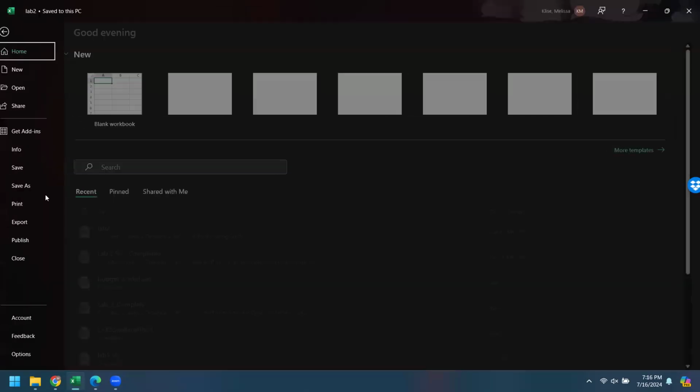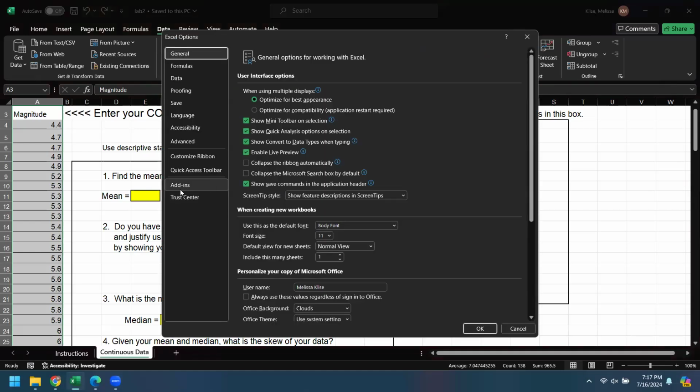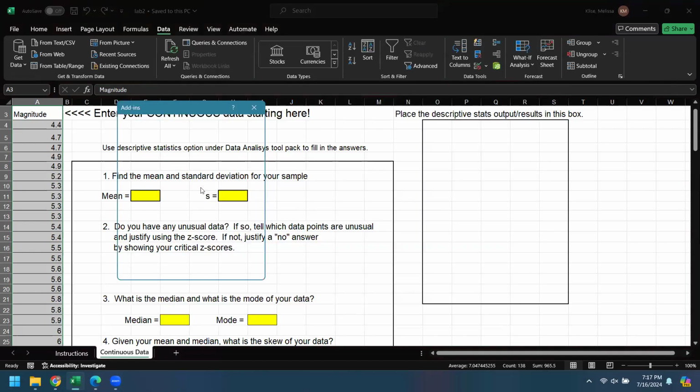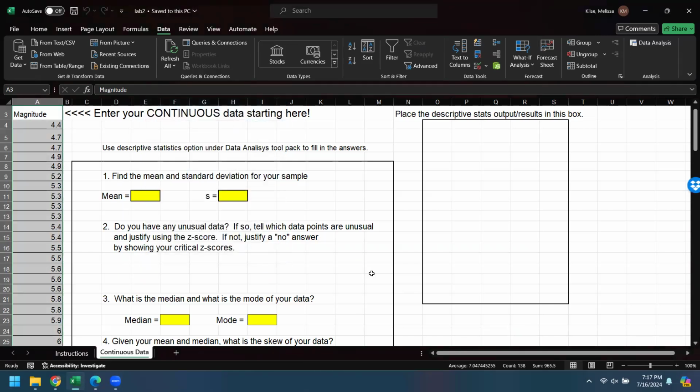Okay, once again, File, Options. I want to go to Add-ins. So towards the bottom of the screen that popped up, click on Add-ins. And then go down to Manage Excel Add-ins and click Go. This screen will pop up, maybe. There it is. Check the top two boxes and then click OK. And once again, data analysis will pop up. Now you have the data analysis tool.